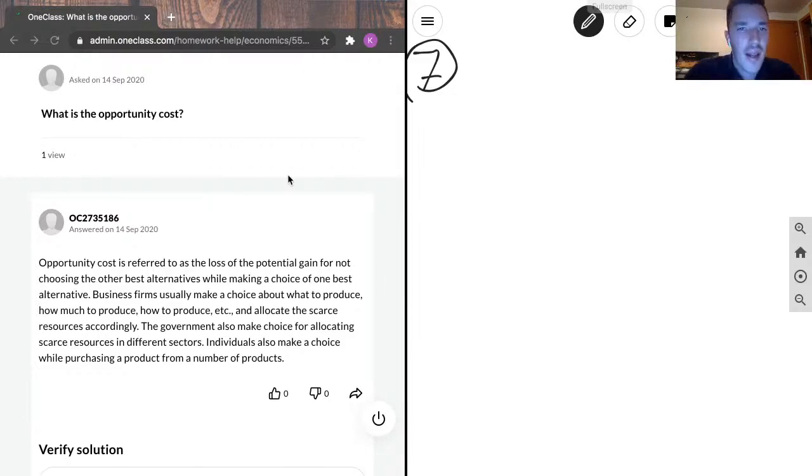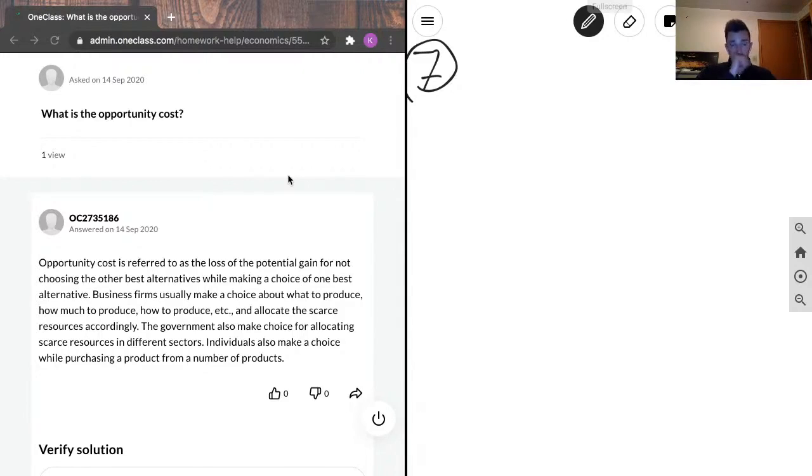I think the first part of that explanation kind of hit the nail on the head. It is the loss of the potential gain for not choosing the other best alternative, when making a choice of one best alternative. So for example, you go to the corner store and you're trying to choose what to get, and you're looking between a pack of gum and a pack of mints.